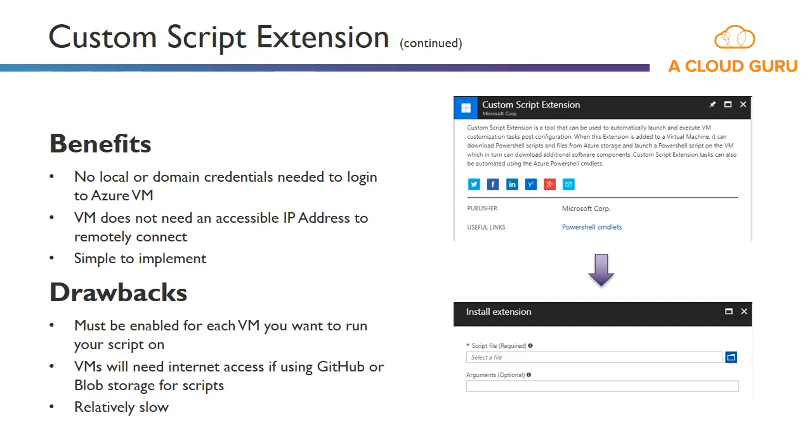The drawbacks though, it must be enabled for each VM you want to run your script on. You have to enable that extension basically. VMs will need internet access if using GitHub or Blob storage for scripts. And finally, it is relatively slow. It's not like you're logging into the box, typing your script in, or loading your PowerShell file and hitting go.